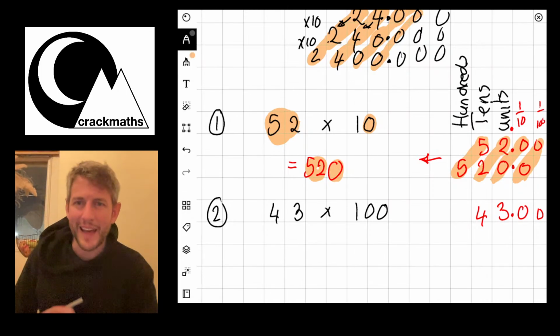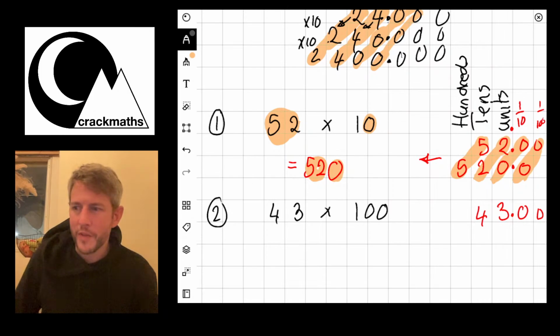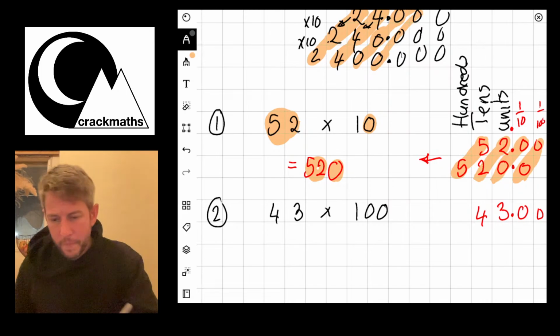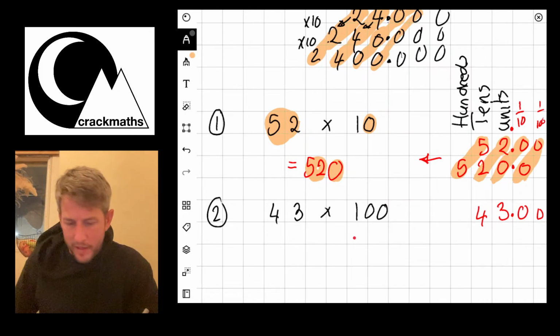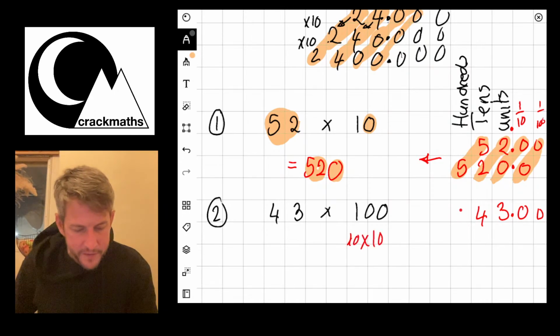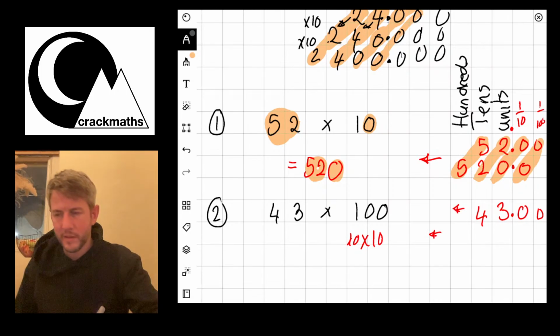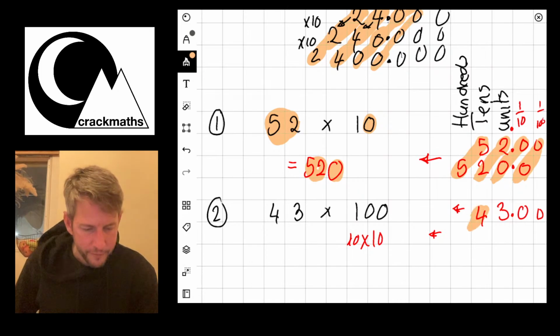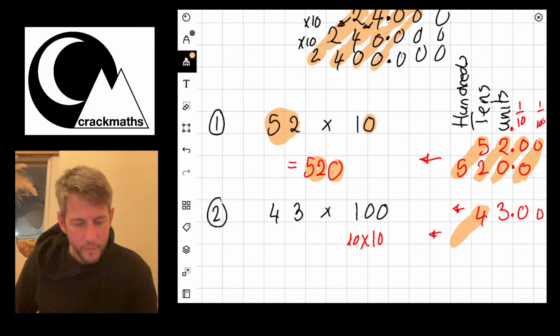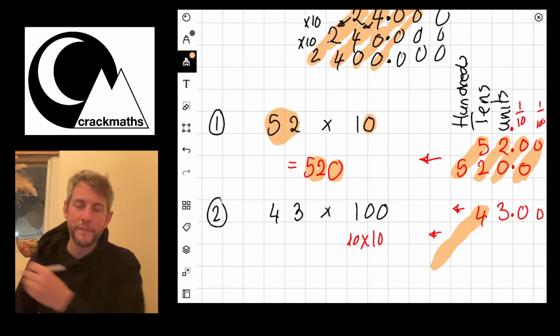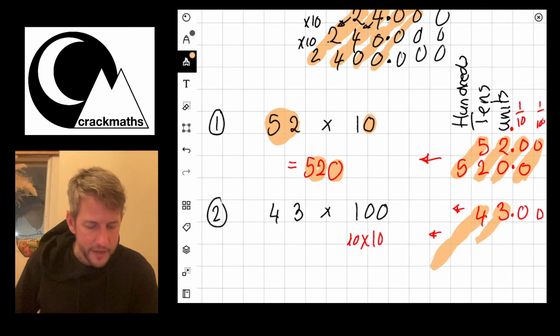Let's now have a look at this next one. Okay, so the next one that we have here, we've got 2 shifts this time, because remember 100 is 10 times 10. So that means we're going to shift twice this way. We're going to go once, and then we're going to go twice. So the 4 goes from here to here, and then we shift it again to here, because remember, every time we times by 10, we shift to the left. Okay, so the 3 is going to go to here, and then it's going to go to here.